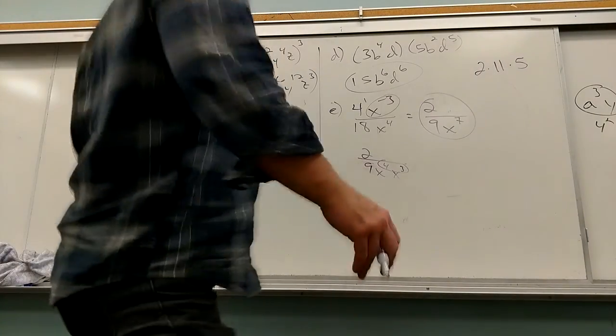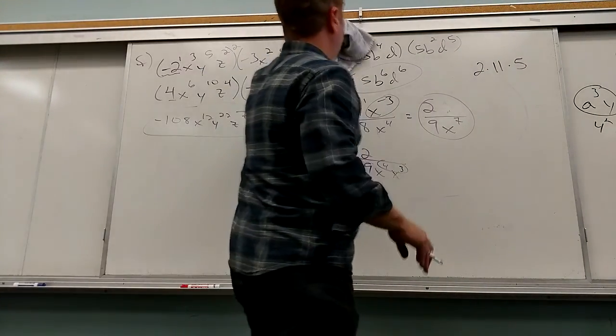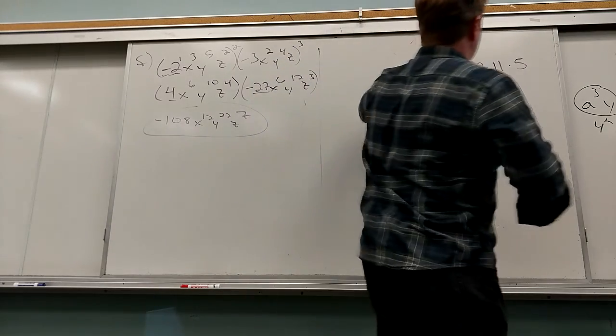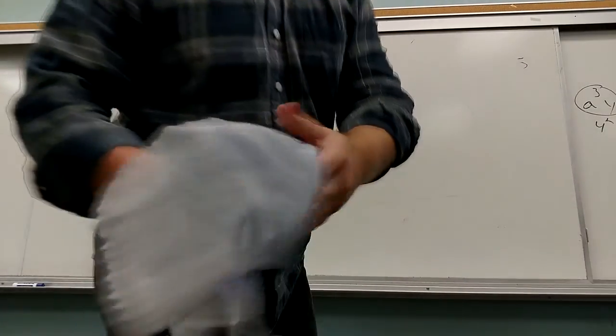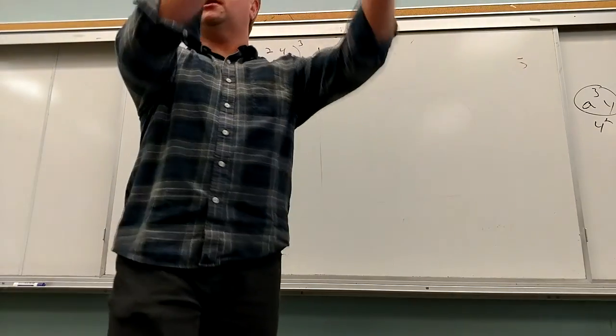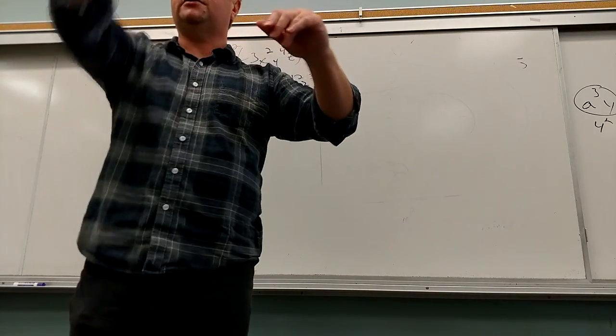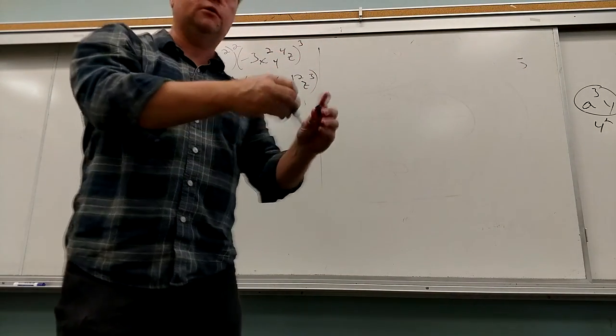And then G looks disgusting. We've done a problem like that before. That's really like E, just with more letters. So you just hit the numbers and you hit the letters as they come. Not a big deal.